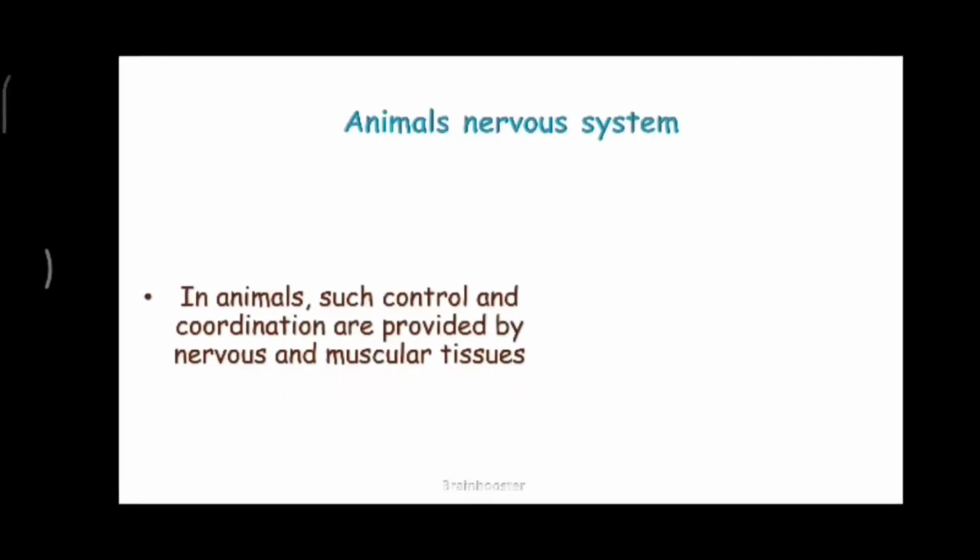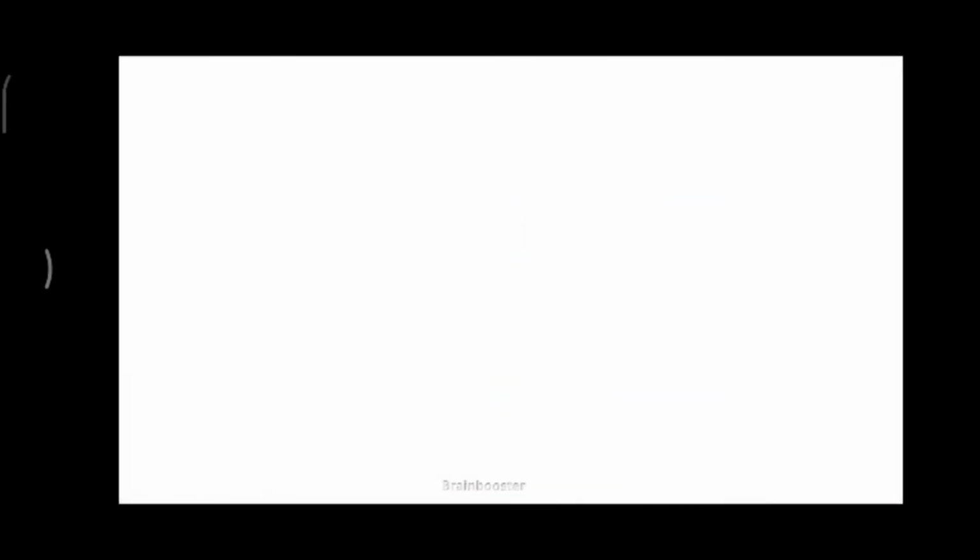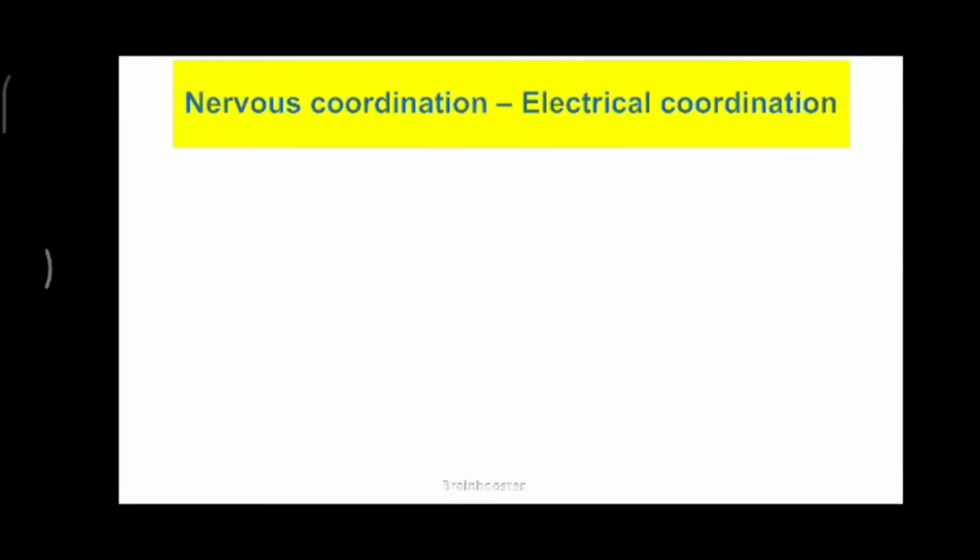Touching a hot object is an urgent and dangerous situation for us. We need to detect it and respond to it. How do we detect that we are touching a hot object? All the information from our environment is detected by specialized tips of some nerve cells. Let us learn the animal's nervous system. In animals, such control and coordination are provided by nervous and muscular tissues, which we have learned in 9th standard. Let us learn nervous coordination, the electrical coordination.